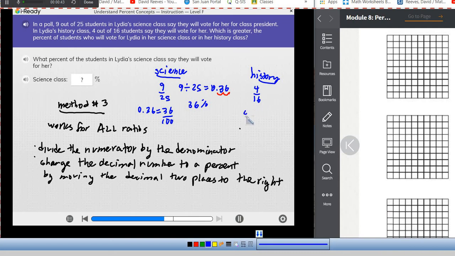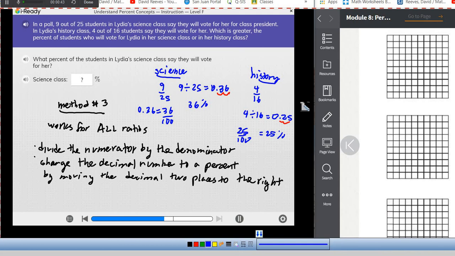All right, so for 4/16, we would do 4 divided by 16, which turns out to be 0.25. Again, go ahead and use a calculator. All right, and then once we have 0.25, we know that 0.25 is 25 hundredths, right? So we can simply move that decimal 2 places to the right, and we see that we have 25%. Okay, so 3 methods. This last method works no matter what the numerator and the denominator are. You simply divide the numerator by the denominator and then move the decimal 2 places to the right.